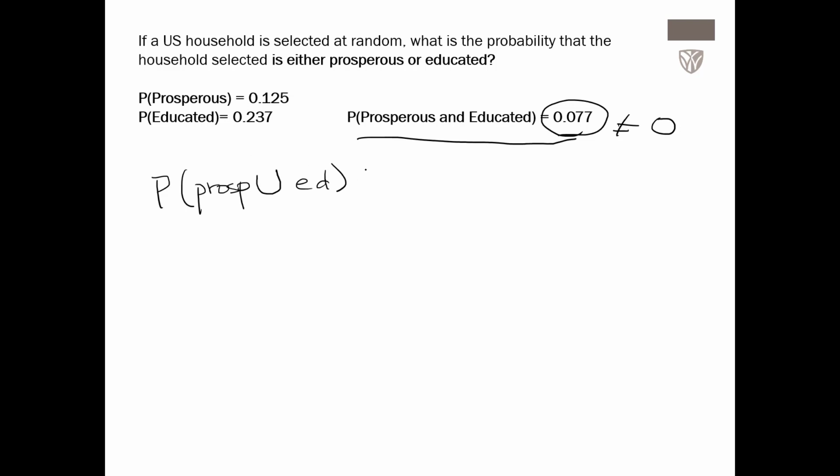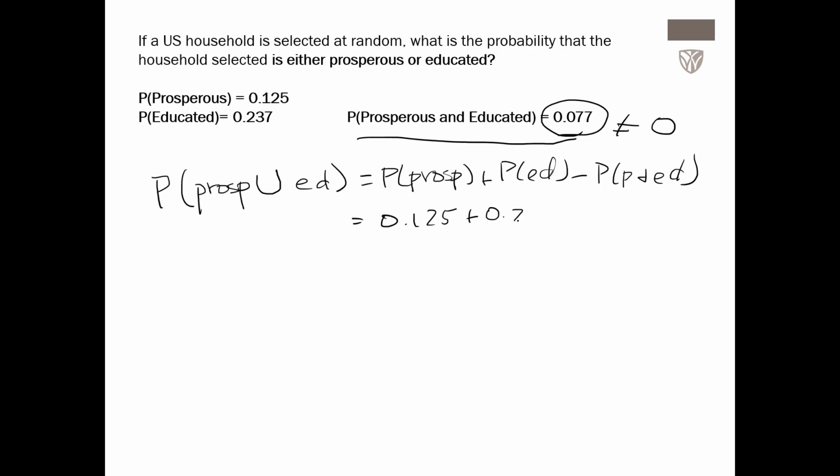So therefore, the probability of being prosperous or educated is the probability of being prosperous plus the probability of being educated minus the probability of being prosperous and educated. Again, I'm going to use a little shorthand here. And so now we know all of those probabilities. This is equal to 0.125 plus 0.237 minus 0.077. And if we do all of that math, our probability is 0.285.